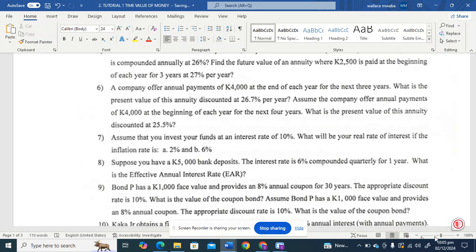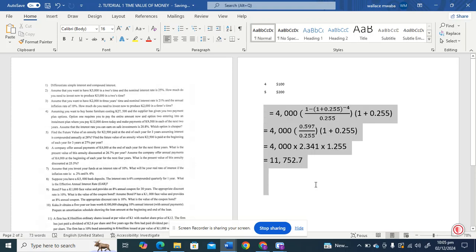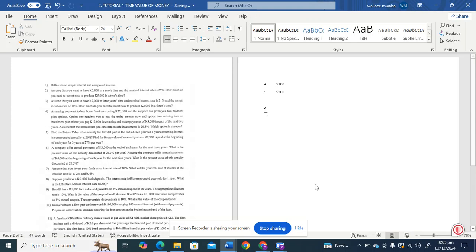So this is the formula we'll use. 1 plus the real interest rate equals 1 plus the nominal interest rate divided by 1 plus inflation rate.